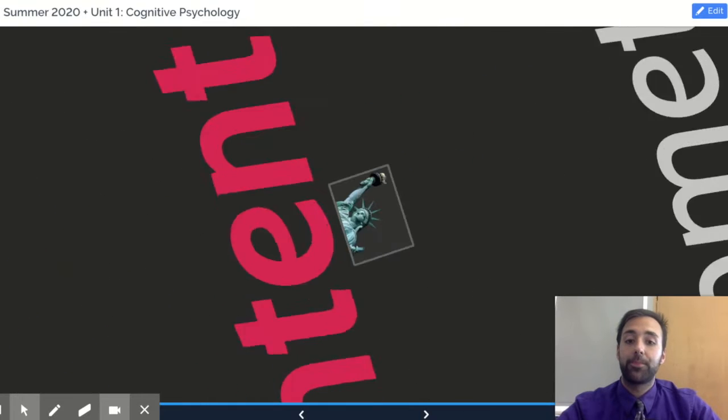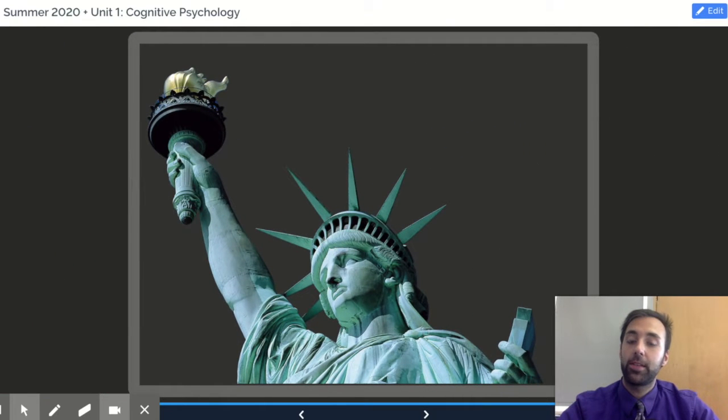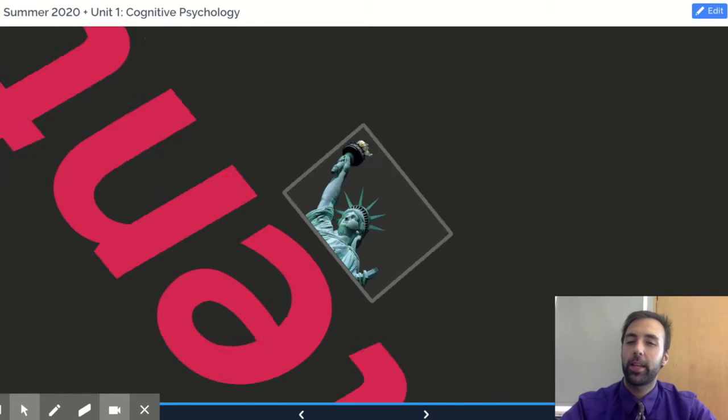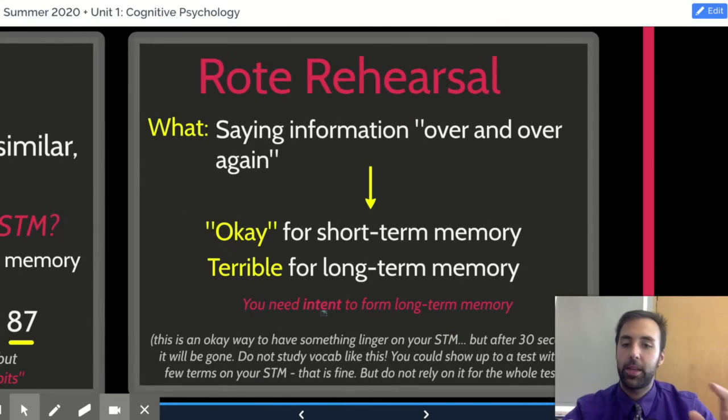For example, I imagine you've seen the Statue of Liberty dozens of times throughout your life. However, often students are unsure of whether or not the Statue of Liberty is holding up its right or left hand. What hand is the flame in? Although it's a visual that you've seen dozens of times throughout your life, you've really only interacted with it briefly. It's been there in your short-term memory for 20 to 30 seconds. And because you never had intent to really encode the finer details, that finer detail is simply not in your long-term memory.